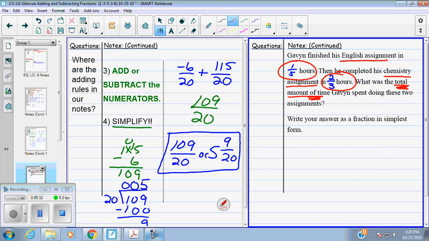Yeah, you're right, it's addition. And we're going to create it from left to right. So 1/5 came first. We're totaling, that's going to be adding. And 2/3 came second.